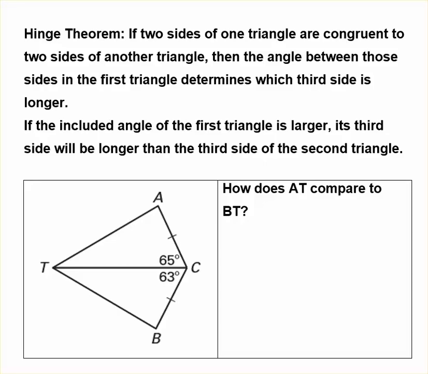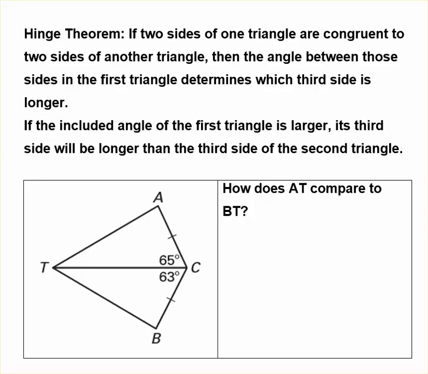Now, both of the theorems we just worked with were based only in one triangle. The Hinge theorem compares two triangles. So the Hinge theorem says if two sides of one triangle are congruent to two sides of another triangle, then the angle between those sides determines which third side is longer. Let's look at a picture and see if we can figure this out.